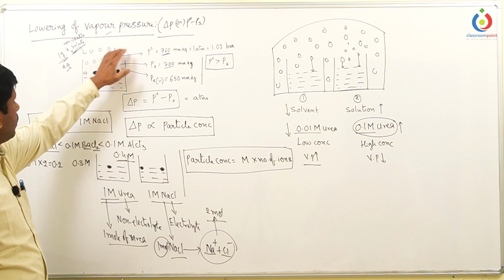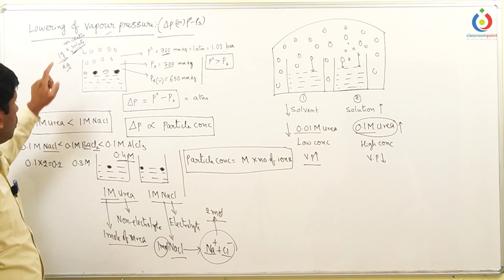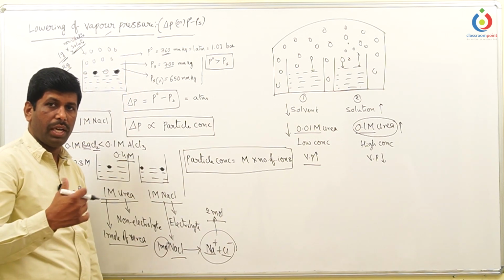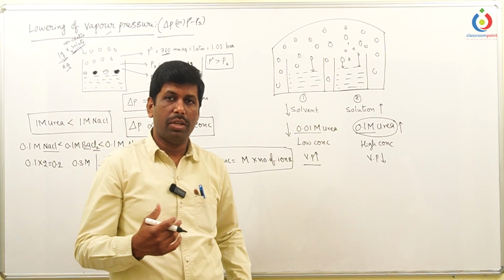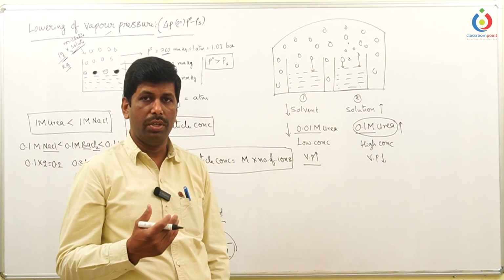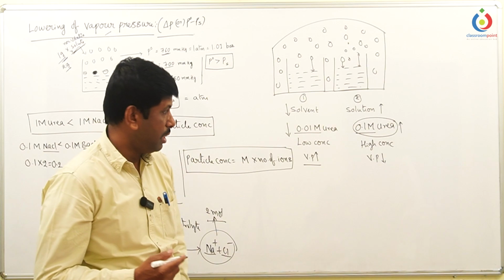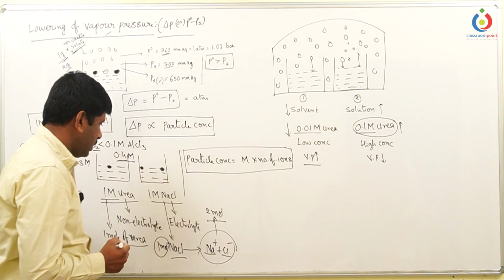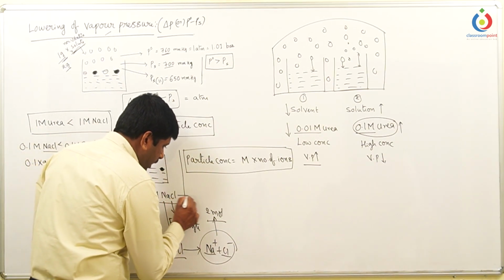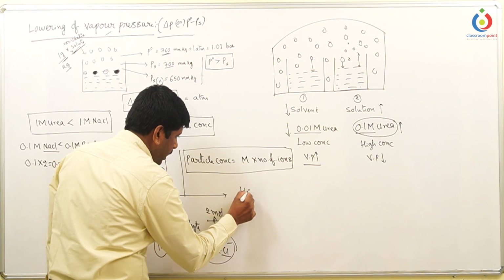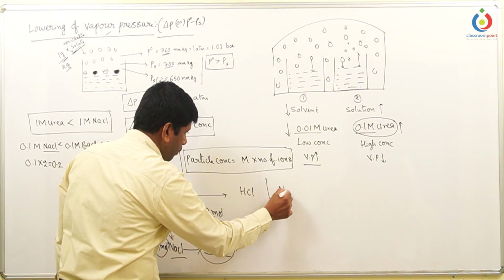So lowering of vapor pressure basically depends on the quantity of the solute that we are adding, but not on the nature of the solute or the identity of the solute. What is the nature and identity of the solute? The question arises: instead of NaCl, what if you take HCl or NaOH?